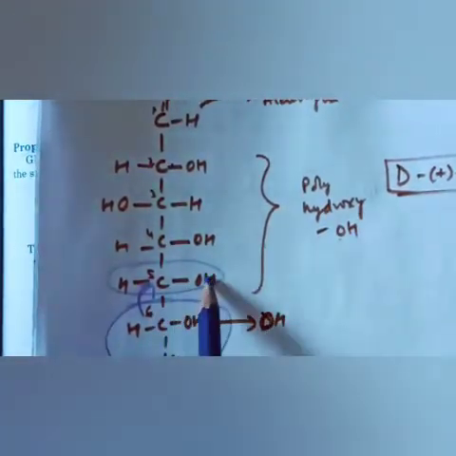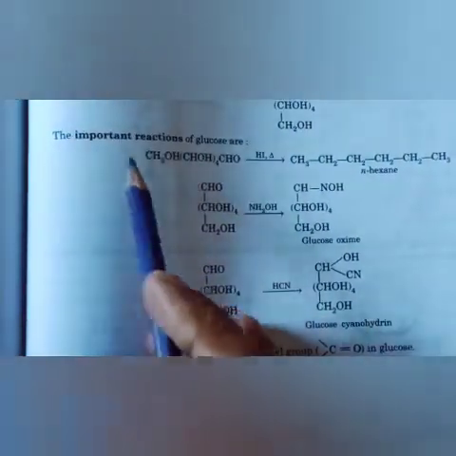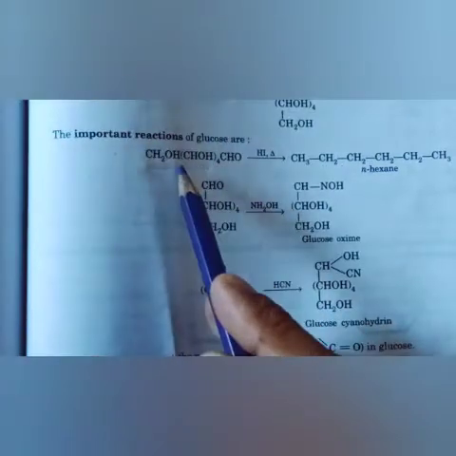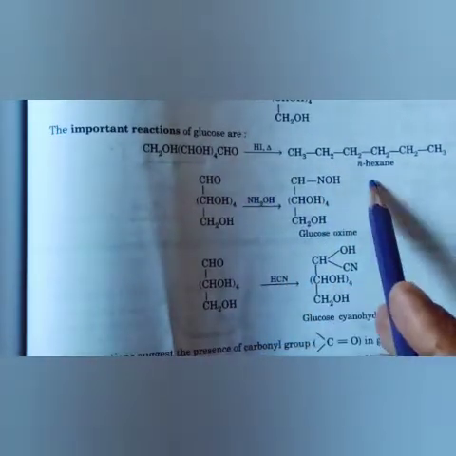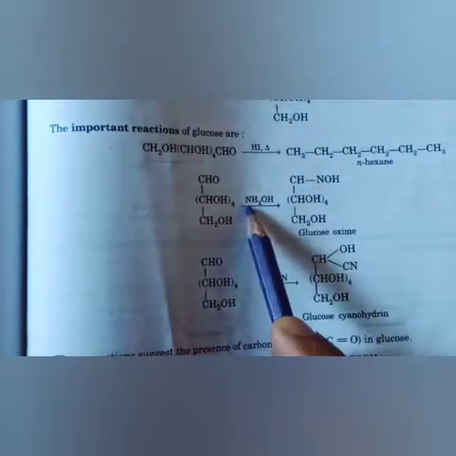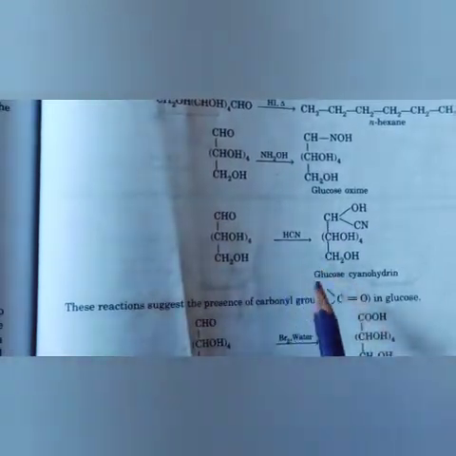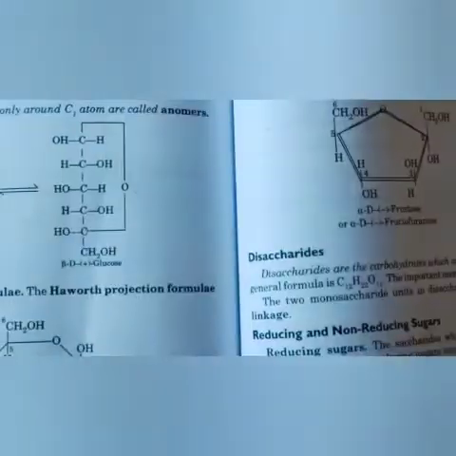If this OH is toward the right, it is called dextro. If this OH is toward the left, then it is levo. Only this is the difference. And if we talk about important reactions, glucose in the presence of HI will change into n-hexane. It will change into glucose oxime in the presence of hydroxylamine. HCN will give cyanohydrin. Similarly, these are the properties that we covered in the previous video.